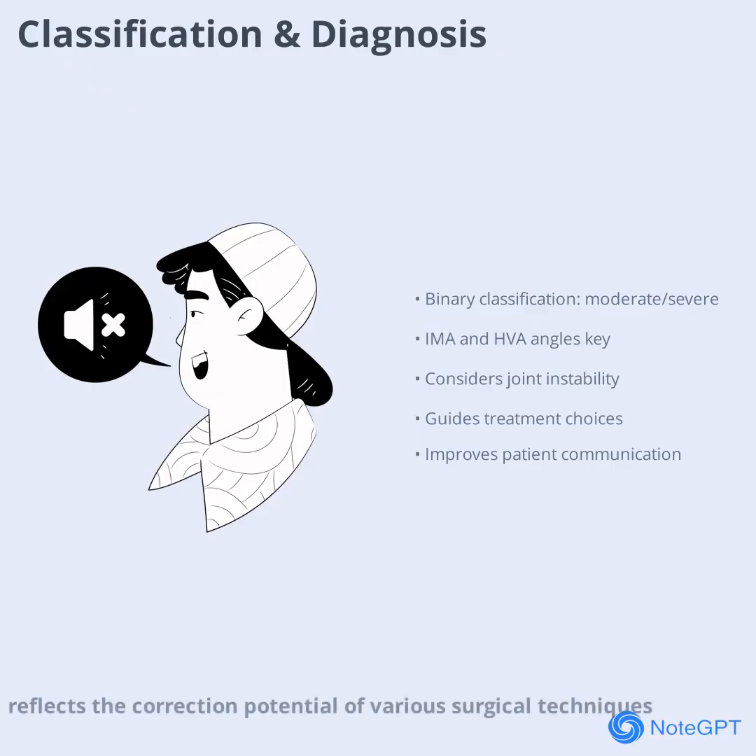This binary approach helps streamline treatment decisions and reflects the correction potential of various surgical techniques. Clinical assessment should also consider factors like joint instability and the presence of arthritis. Accurate classification is essential not only for choosing the right treatment, but also for setting realistic expectations for patients. With a clearer understanding of severity, let's move on to the available treatment options and their outcomes.